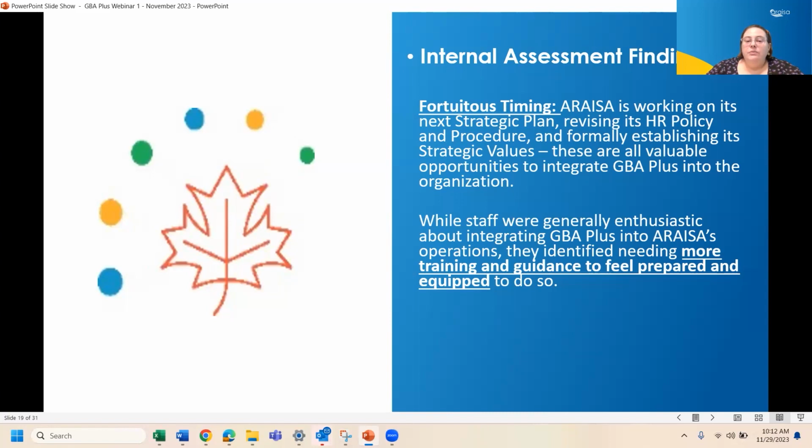And then one final point, while staff were generally enthusiastic about integrating GBA Plus into our operations, they did identify needing more training and guidance to feel prepared and equipped to do so.